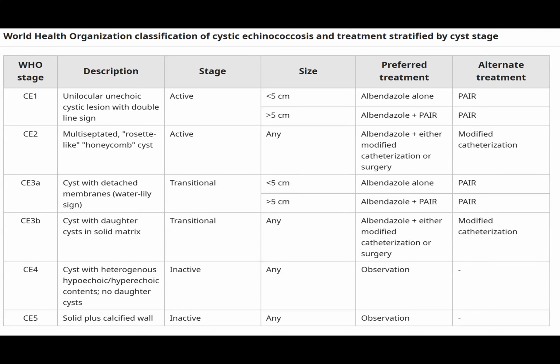WHO CE4 and CE5, the last two at the bottom here, are inactive cysts, and antiparasitic treatment is not warranted in these cases. In terms of perioperative drug therapy with albendazole or mebendazole, if you don't have access to albendazole, it's said to reduce the risk of recurrent disease by inactivating the protoscolices. It also assists by softening the cyst, and it facilitates removal during the surgical procedure.